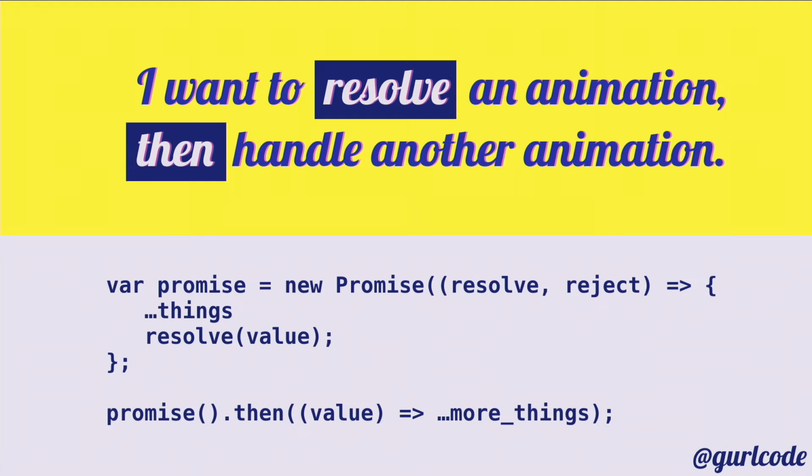And this sounds a lot like a promise. Promises represent eventual values. So I can run an animation in a promise, and when that animation is done, I can resolve it. And since promises are thenables, I can call .then on the promise and run another animation.